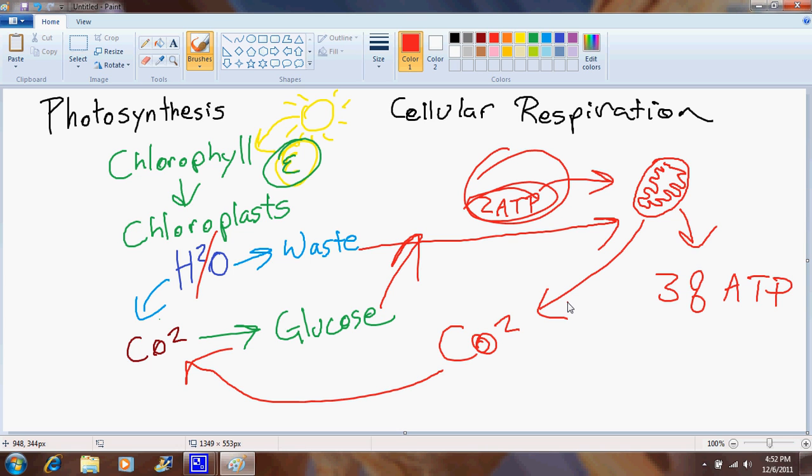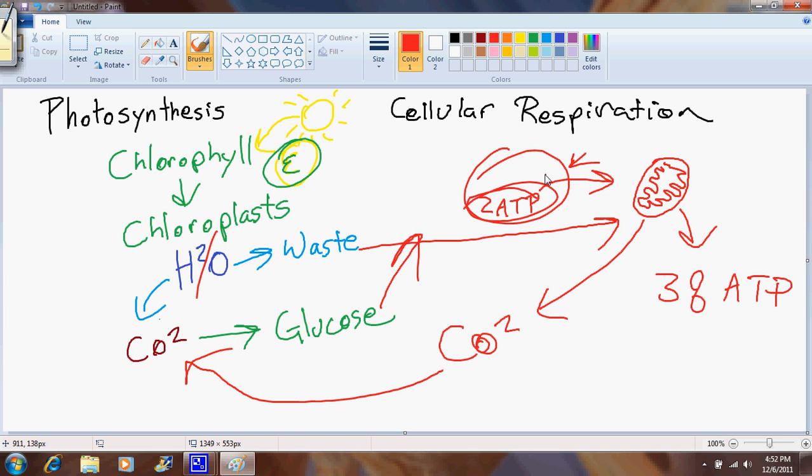Now looking back at cellular respiration, you can see here that 2 ATP isn't enough to keep us alive. With 2 ATP, eventually we die because this is what happens when you're trying to create energy with a lack of oxygen. Because remember, oxygen only takes place once we're in the mitochondria.